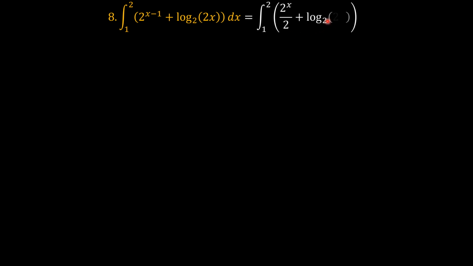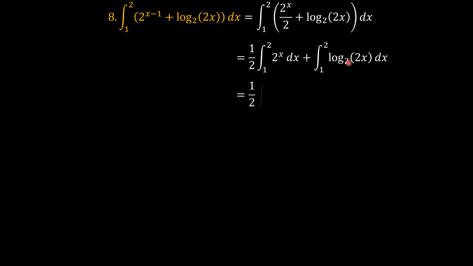Problem number 8 is a little bit tricky and longer, unless there's a method that would simplify this. The first thing I would do is write 2 to the power x minus 1 as 2 to the power x over 2 plus the log to the base 2 of 2x, and separate this into half of the integral from x equals 1 to 2 of 2 to the x, plus the integral from 1 to 2 of log to the base 2 of 2x.